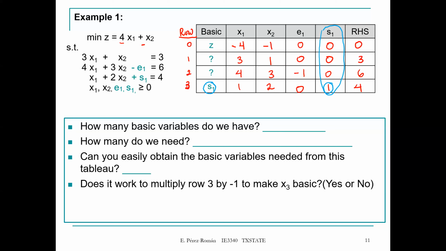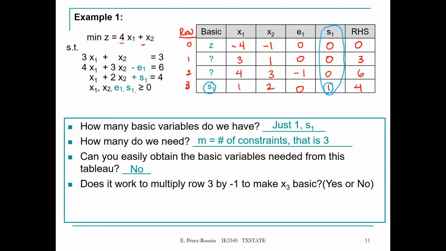So how many basic variables do we have? By looking at the table, we have just one, which is S1. And how many do we need? Well, we need M equals the number of constraints, so that is 3. Can you easily obtain the basic variables needed for this tableau? The answer is no, we can just find one.